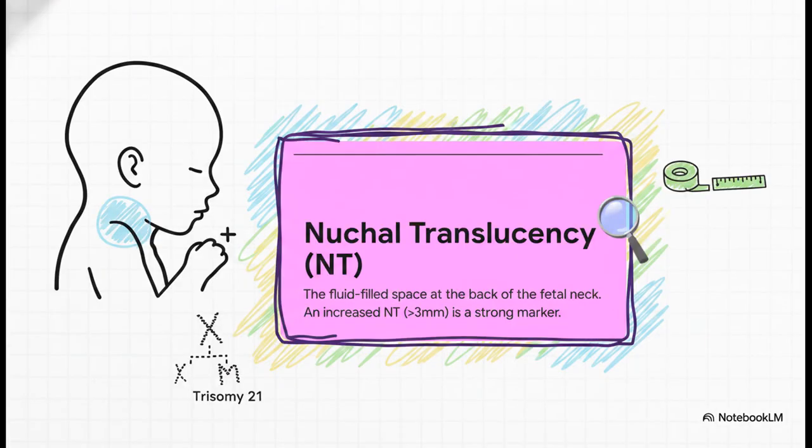The first trimester scan also gives us our first chance to screen for potential problems. We do this by measuring the nuchal translucency, or NT. This is that tiny fluid-filled space at the back of the baby's neck. A measurement over 3 millimeters is a pretty significant soft marker for chromosomal conditions like trisomy 21. Now, it's really important to understand this isn't a diagnosis. It's more like a flag that tells us, hey, maybe some more counseling or definitive testing is needed.